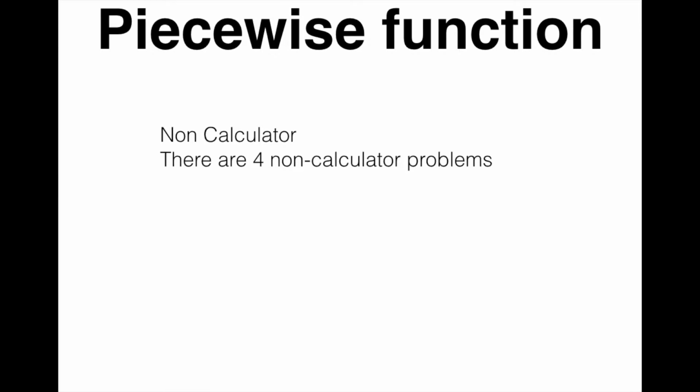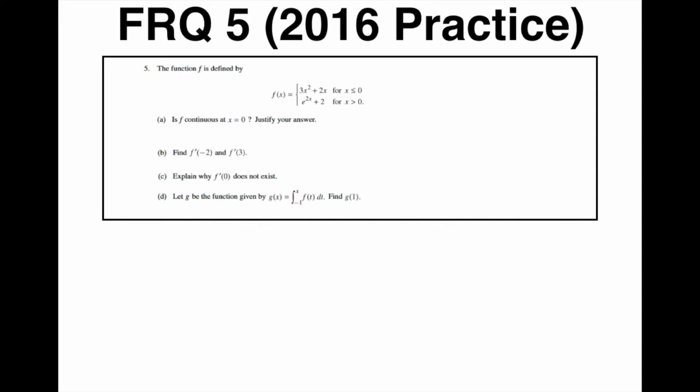This FRQ from the practice exam for 2070 concerns a piecewise function. It's a non-calculator exercise and there are 4 questions. As soon as you see a question like that, and they are quite rare, you need to immediately think that, okay, this may be a problem at x equals 0. Most questions are going to be about x equals 0, and I'd better know what's going on.